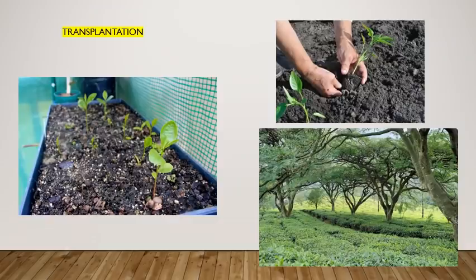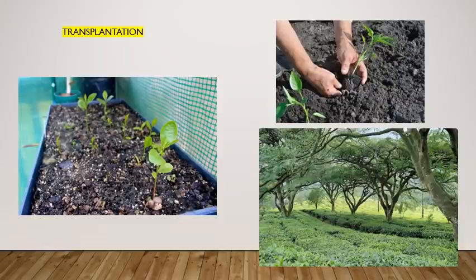Now let us study about the method of cultivation. There are two methods of cultivation, transplantation and second is the clone planting. So first method is transplantation. The tea gardens are set up on cleared hill slopes where shade trees are planted in advance because tea leaves are shade-loving plants. The seeds are first sown in the germination beds and after 9 months, the saplings are transplanted to the garden.